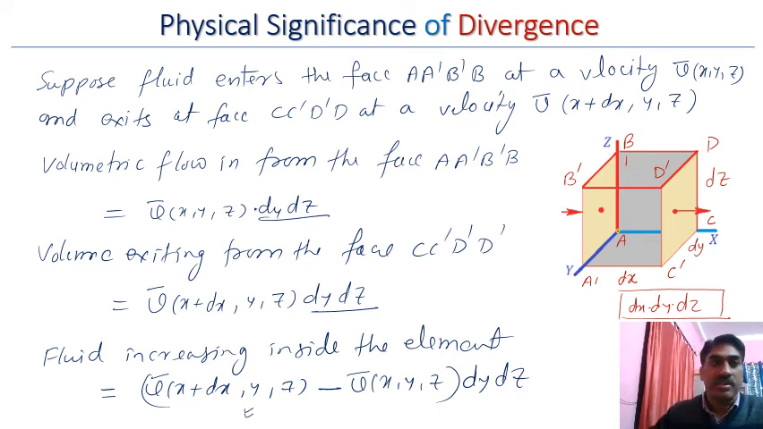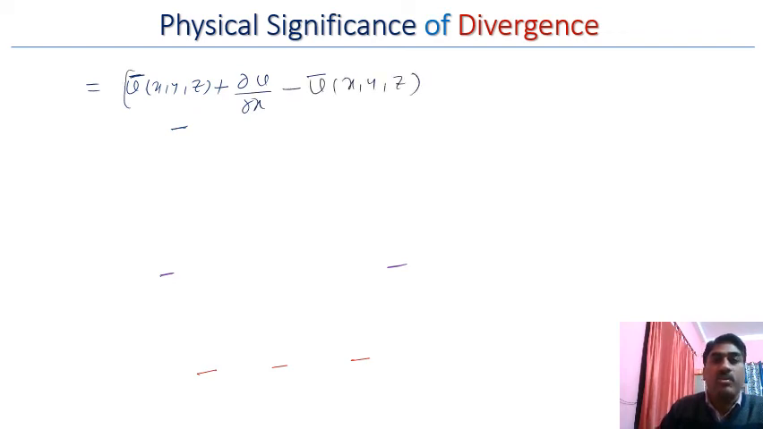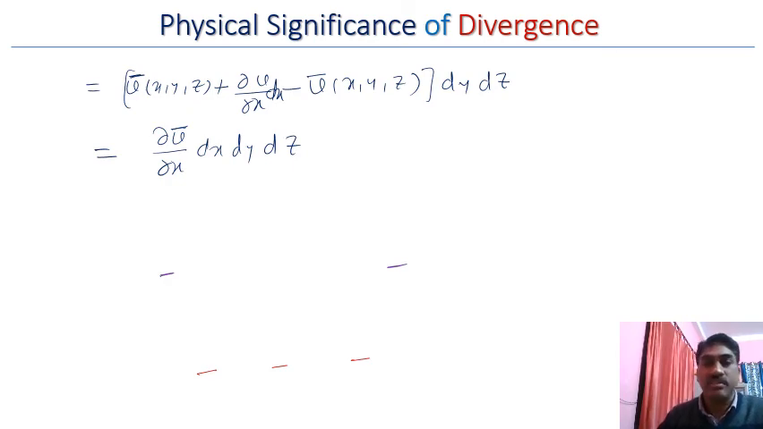up to the first partial derivative. So what will this give? This will give Vxyz plus del v by del x minus Vxyz, and the whole is multiplied with dy dz. Del v by del x dx, and then you can see that it has become del v by del x dx dy dz. So this is the rate at which the fluid is increasing due to flow in one direction.